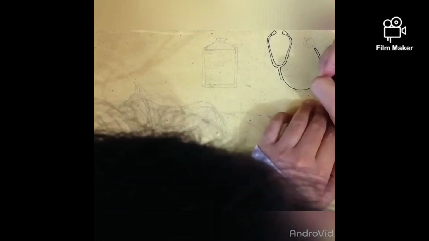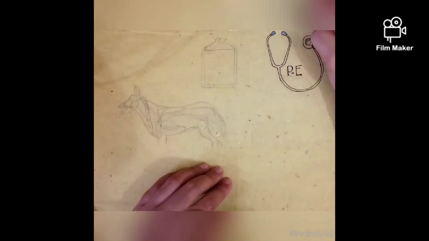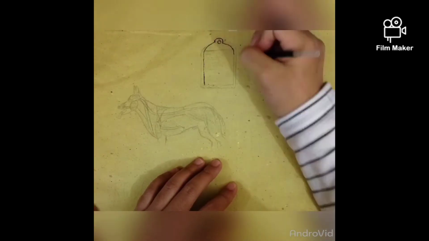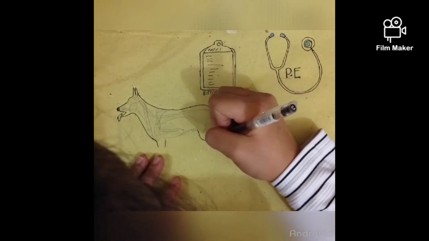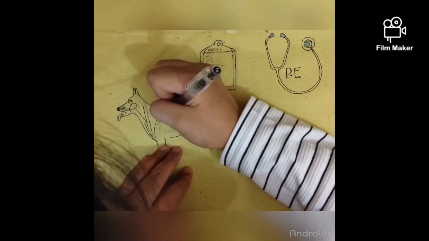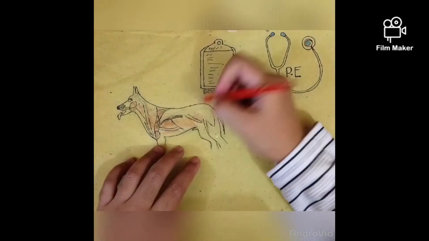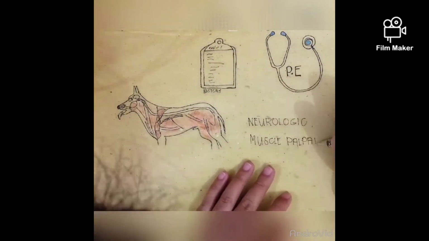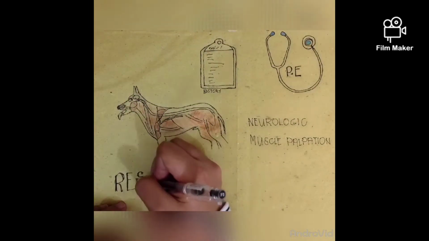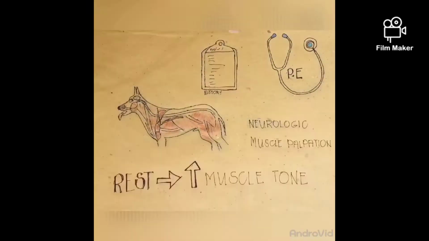For the diagnosis, history and physical examination may provide clues to the underlying mechanism of the disease. Neurological examination and muscle palpation are also valuable, since primary muscle diseases may cause pain. There is no reliable therapy for this problem. Rest is the only way for the muscle strength to improve.